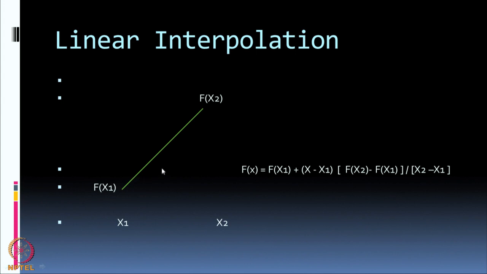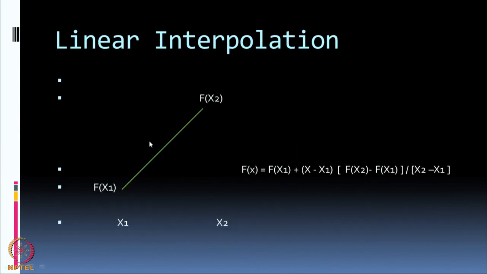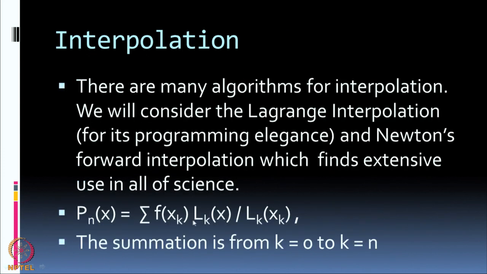So, now suppose I have more than 2 points, what is a good polynomial that I can fit? That is what I am going to describe next. Okay. So, remember Lagrange interpolation is a Lagrange polynomial. I already said in the last slide, let us go back. It is f(xk) into Lk(x) by Lk(xk). I am just going to define Lk(x) and Lk(xk).